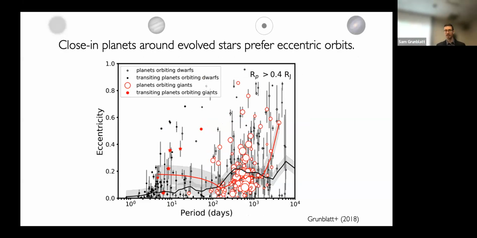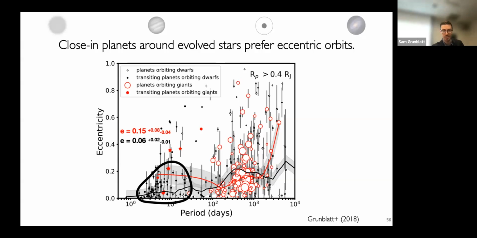The other thing is that we've noticed that close-in planets around evolved stars seem to prefer eccentric orbits. If you look at everything at 30 days or less on this plot, the filled-in red points are the evolved systems, the black points are the main sequence systems, and filled-in symbols are transiting, open symbols are not transiting. We find that for these shorter period systems, the eccentricities of the evolved systems are significantly higher than for the main sequence systems, at about 1.5 sigma. So it's significant, but not super significant. That's something we found back in 2018 when I was working on my PhD.